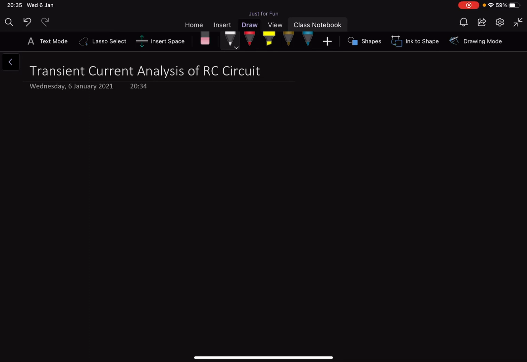Today we are going to focus on the topic known as transient current analysis for an RC circuit, and it is one of the very interesting topics for any electrical and electronics engineering student.